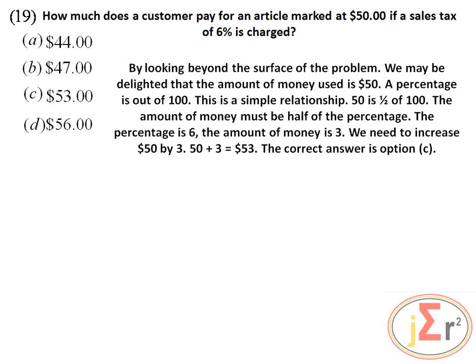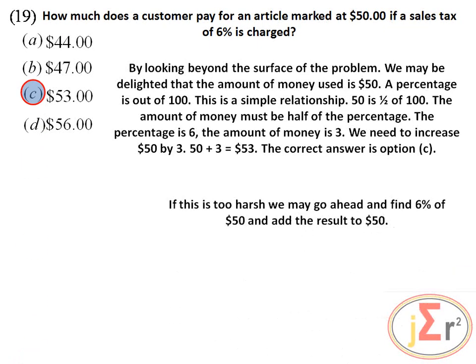Just by looking into the problem, looking beyond the surface, 50 is a half of 100. Therefore, we have a percentage here that is 6. So the number that we are going to use must be a half of 6, which is 3. Add 3 to 50, and we are done. If this is too harsh, we may go ahead and find 6% of 50 and add the result to 50, as we always do in primary school.